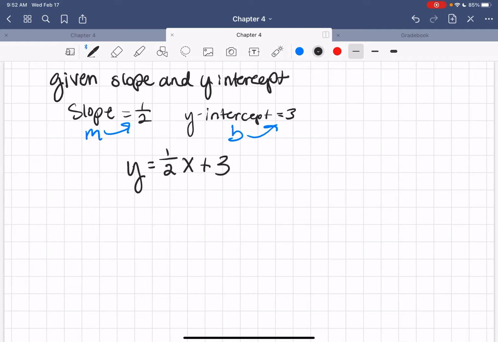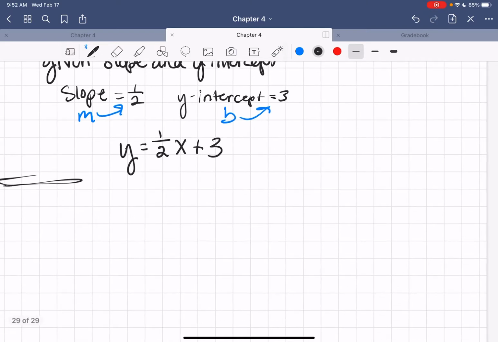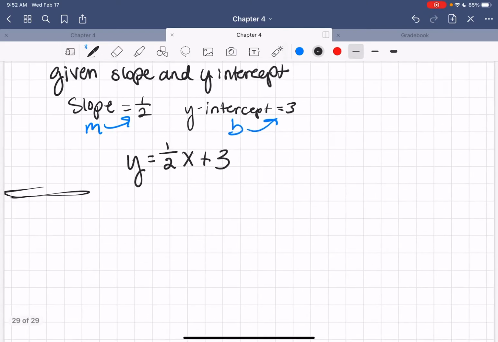Okay, now that's part 1. I feel like we've had enough practice with that. I'm not too worried about that. I think this next one is going to be pretty solid as well, but we should do a couple examples. So if they give you any point and the slope, what do you do then?